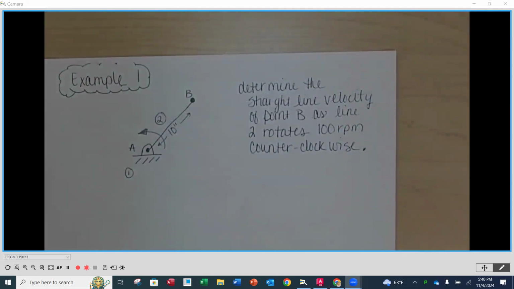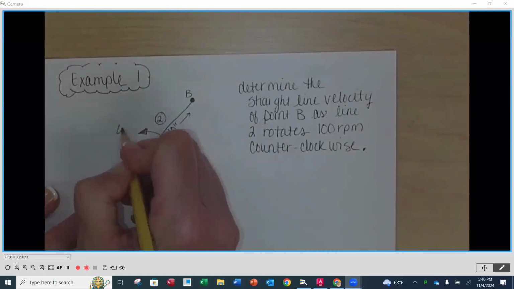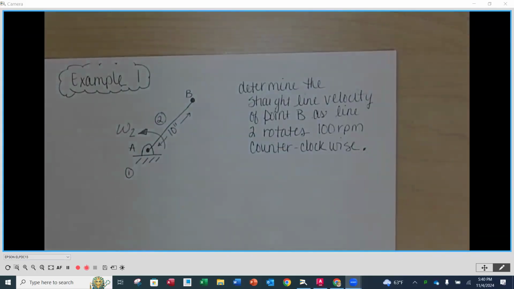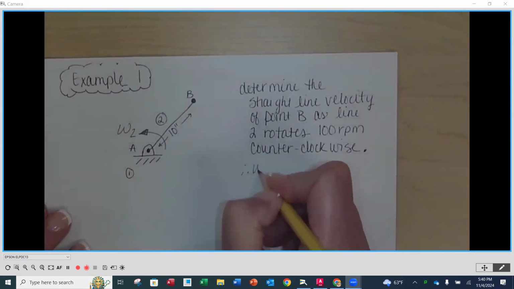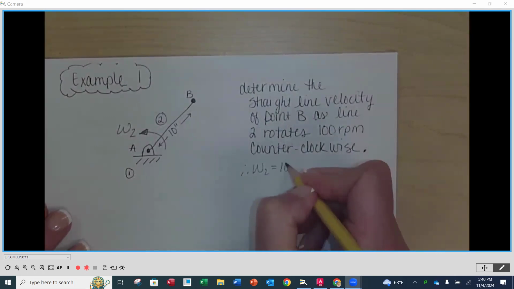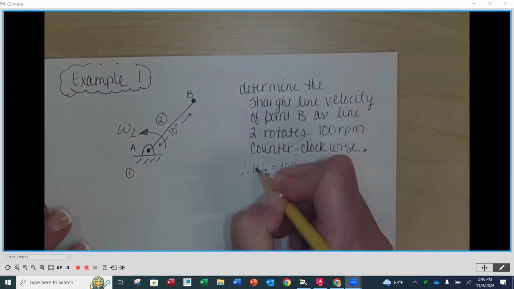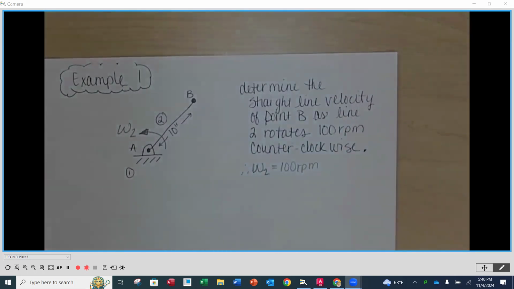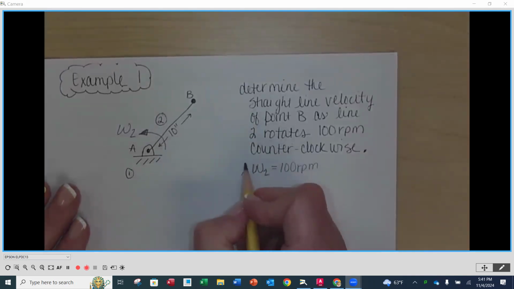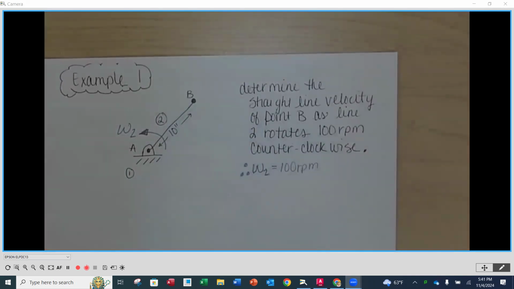So show that arrow. You're also going to label that arrow W2. That is the omega, or the angular velocity, of link number 2. Every point along link number 2 is rotating at 100 RPM. So we know that W2 is equal to 100 RPMs. Units for angular velocity are either radians per second once they're converted, or RPM. We will be converting it into radians per second, but for right now, variables from the problem, that's what it is.